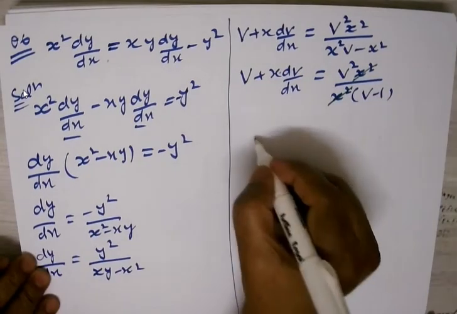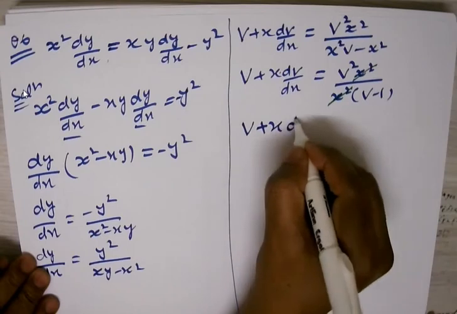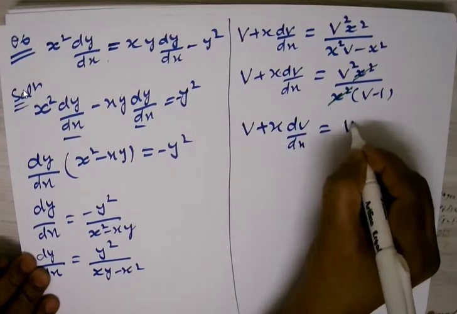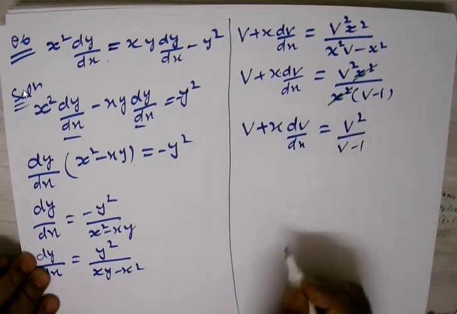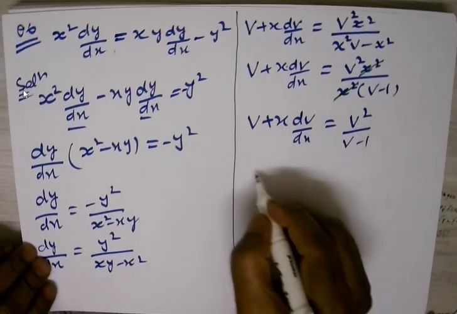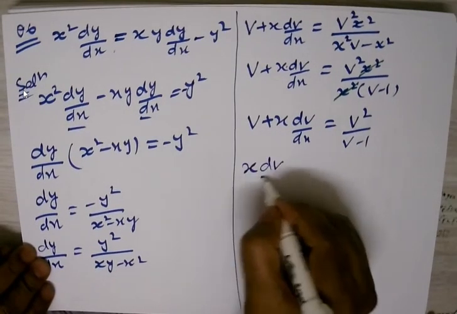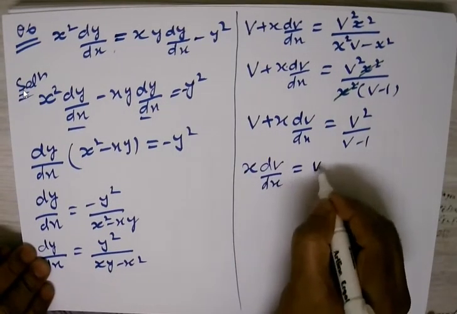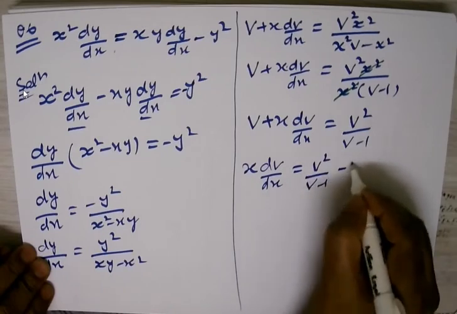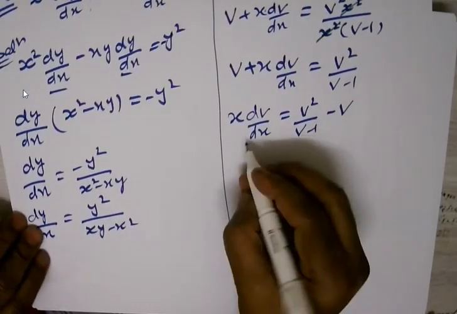Now simplified, it is v plus x dv/dx is equal to v squared divided by v minus 1. Now replace this and simplify: x dv/dx is equal to v squared divided by v minus 1, minus v.